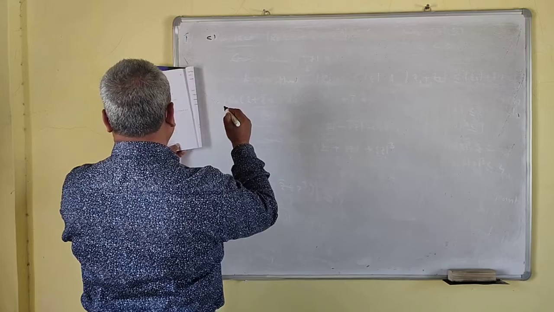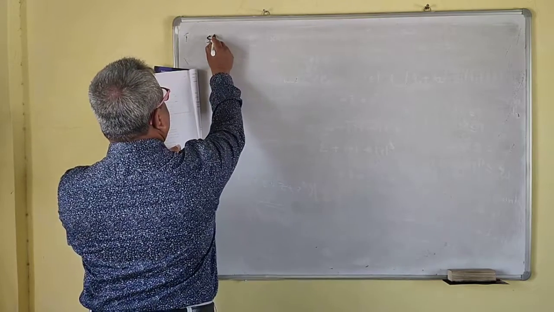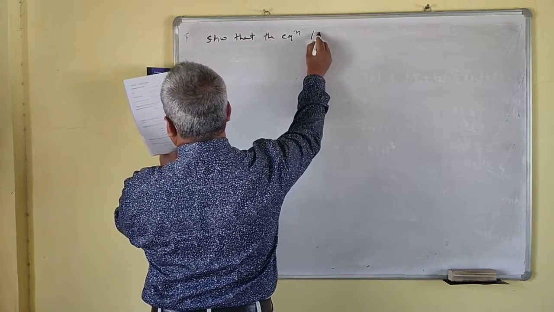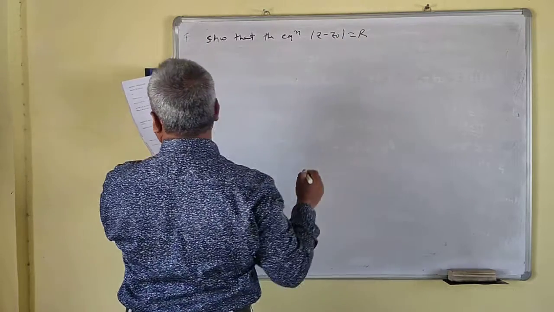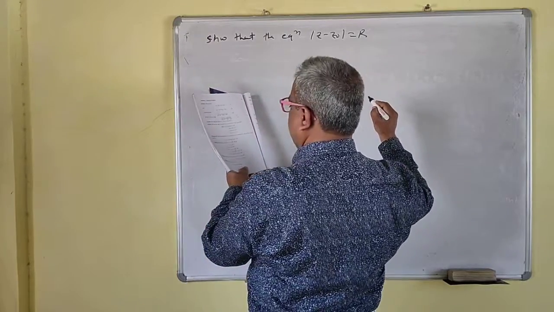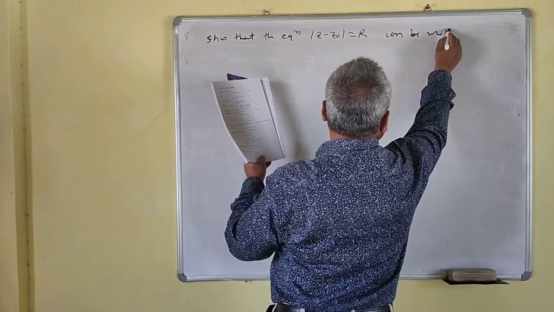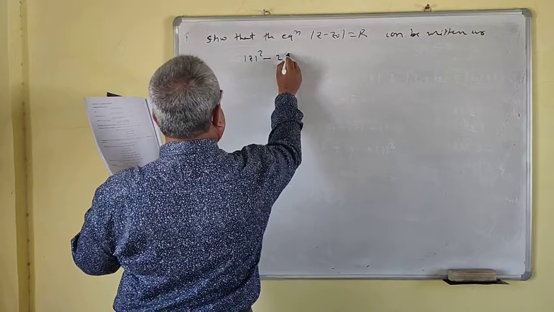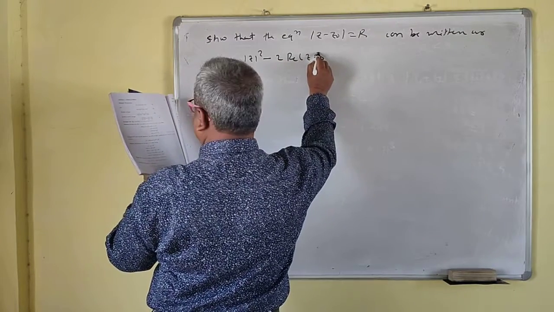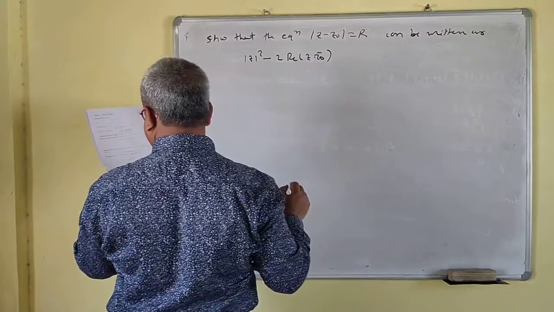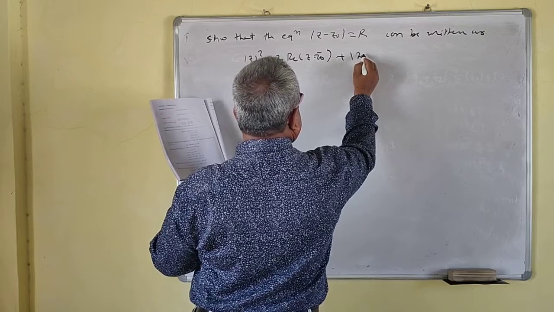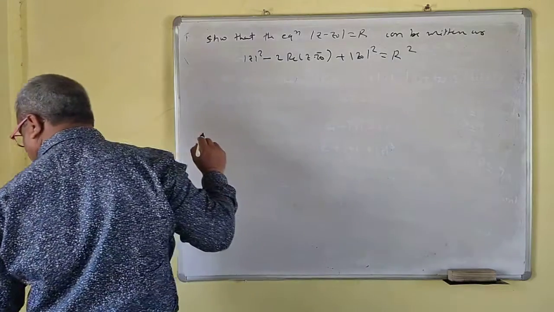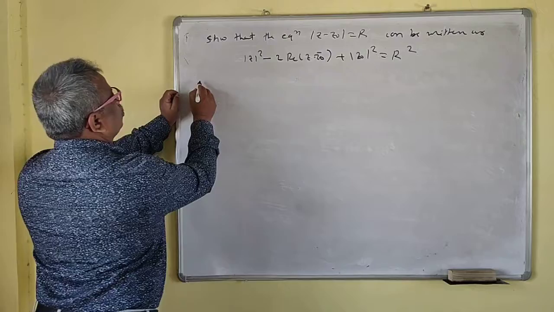Show that the equation mod of z minus z naught is equal to r can be written as mod z square minus 2 times real part of z naught bar plus z naught square plus mod of z naught square is equal to r square. Okay, solution.